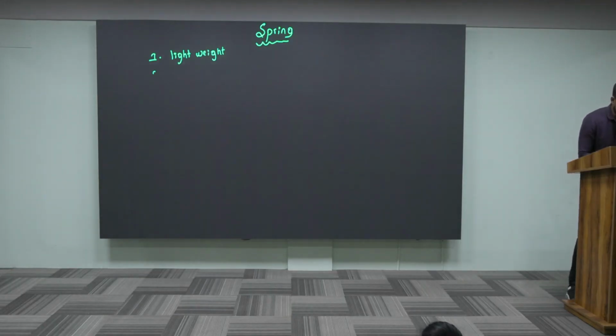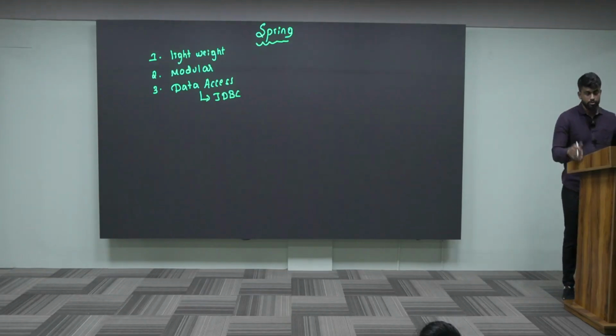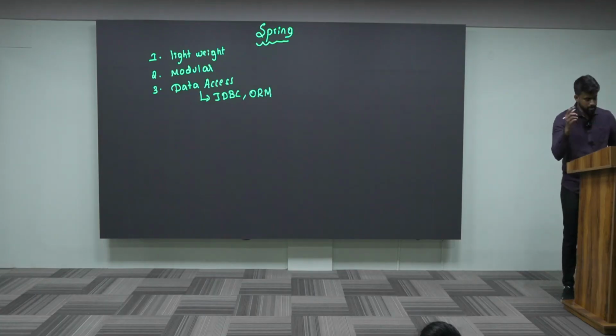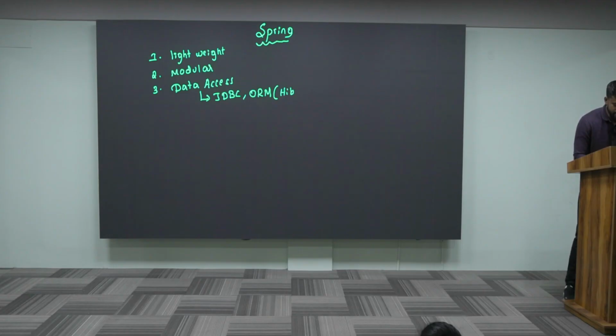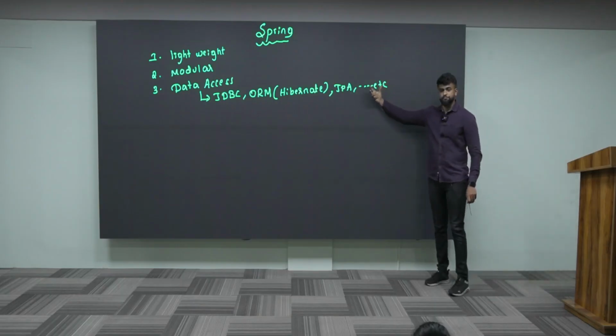Not only that, Spring facilitates modularity. What is this? In the coming days you will understand. Spring will facilitate data access, meaning Spring supports JDBC. Using Spring you can integrate JDBC also. Not only that, it facilitates ORM, object relational mapping, which means Hibernate also. And JPA, there are so many things it will facilitate. So data access becomes very easy when you go for Spring.